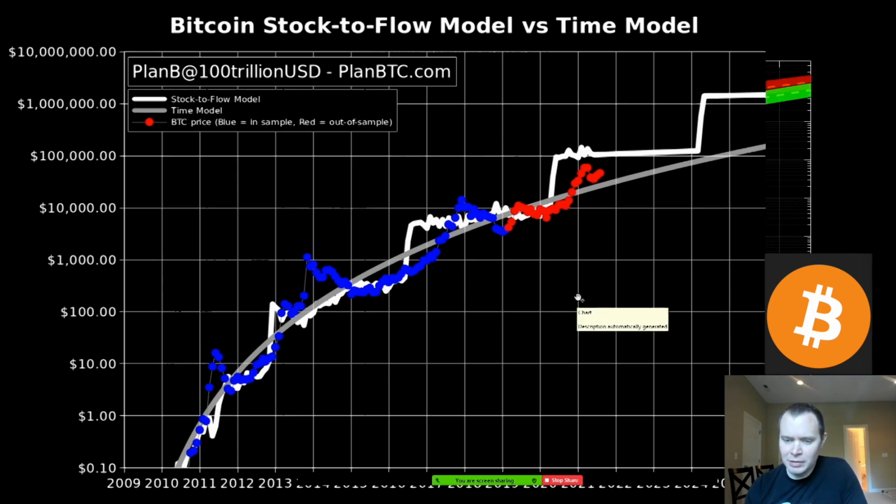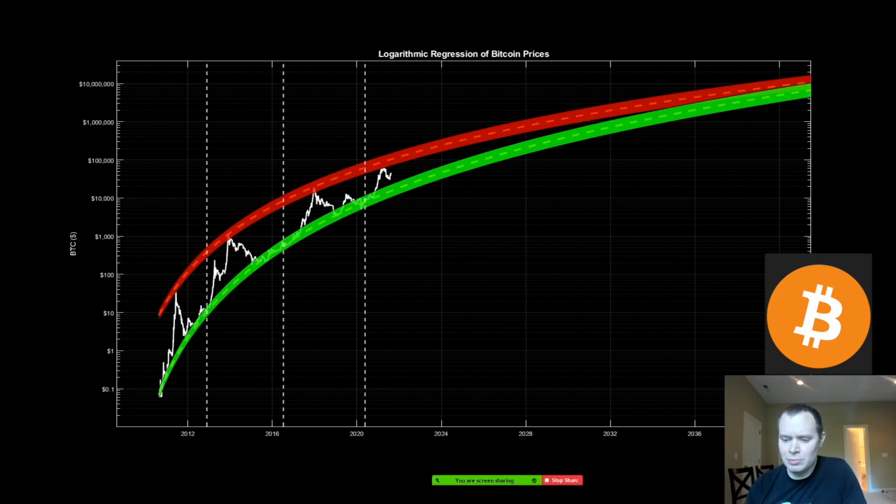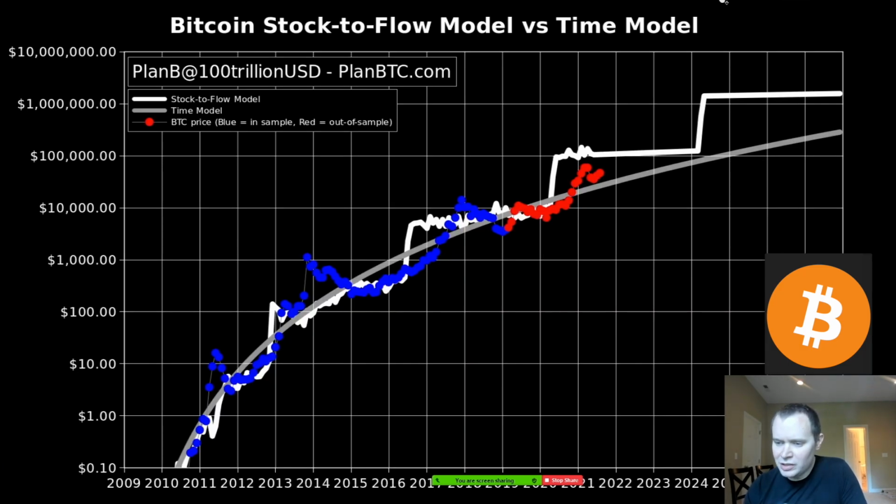If you look at the logarithmic regression model, this is what I would project out for the next couple of decades: us probably staying within these bounds and ultimately trending higher, like the stock to flow model would suggest. I think the main question will be what happens over here. Are we going to go to an average price of slightly over $1 million between 2024 and 2028? Or will we be closer to these levels? That's probably the biggest difference between the models.